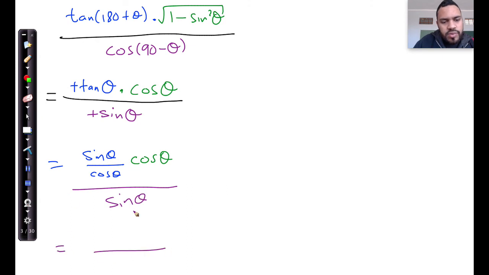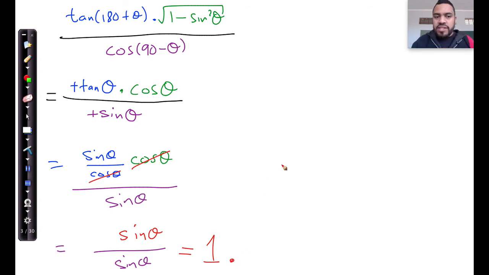So sine theta will remain at the bottom, and we're going to try and simplify the top now, which I can clearly see. Cos theta cancels with cos theta, and I'm left with a sine theta. So once I've simplified this very first expression, I can see sine theta divided by sine theta is equal to 1. And there we go. That's the first example that has been simplified.